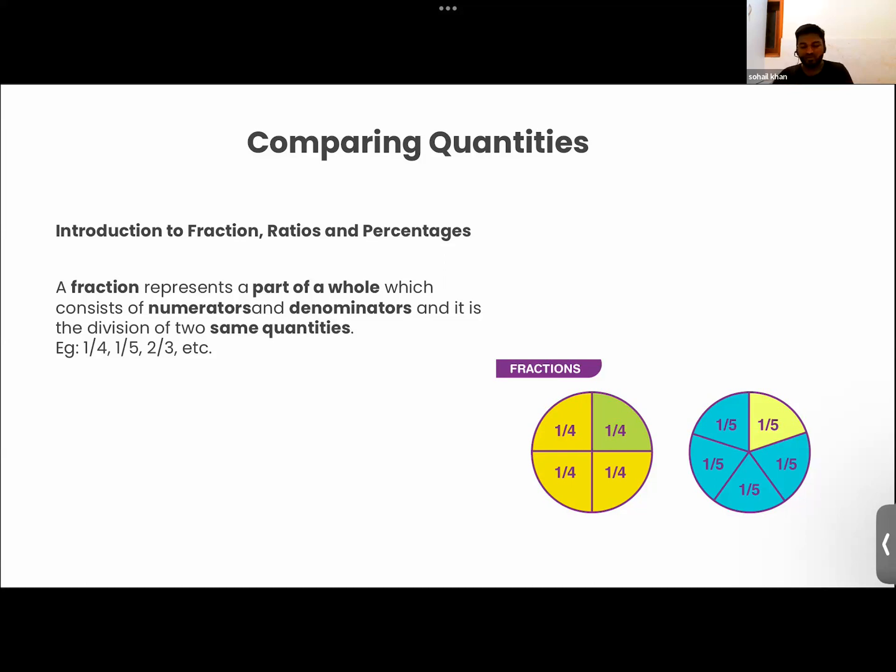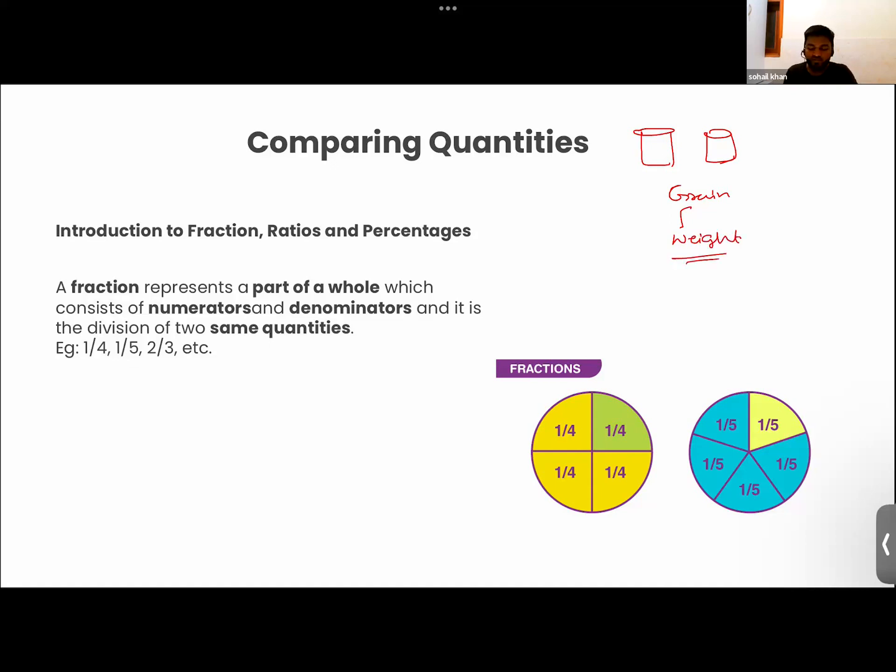Or let's first talk about comparing quantities. When we say comparing quantities, what do we mean by this? What is the criteria to compare two quantities? They need to be of the same category, or they need to have the same type of magnitude. Suppose, what are the things which we compare? For example, you have 2 bags of grain. You might be comparing their weight.